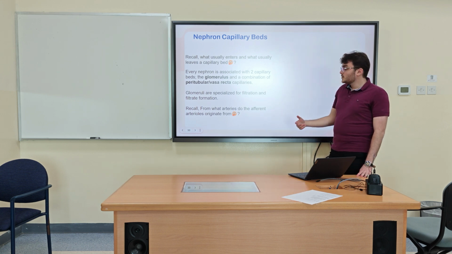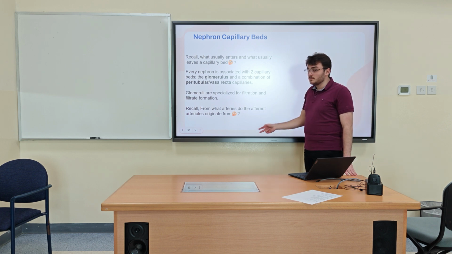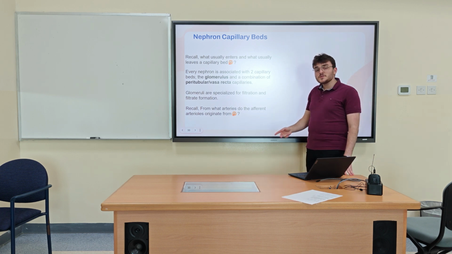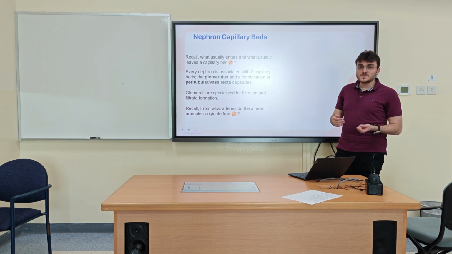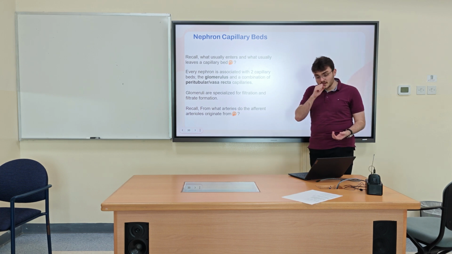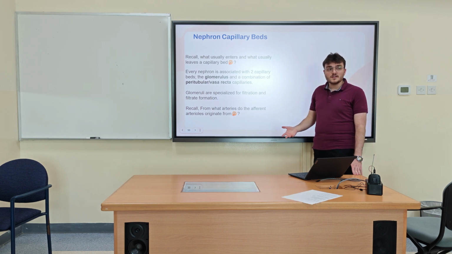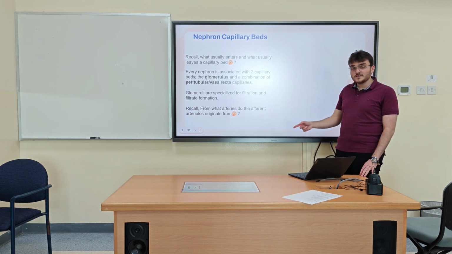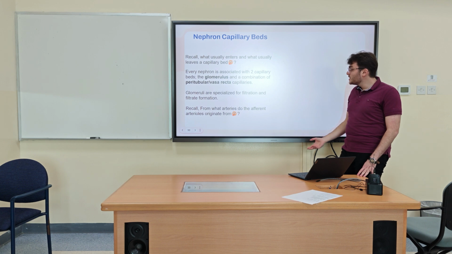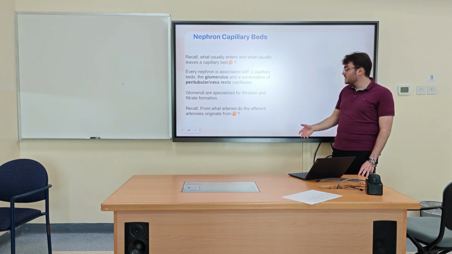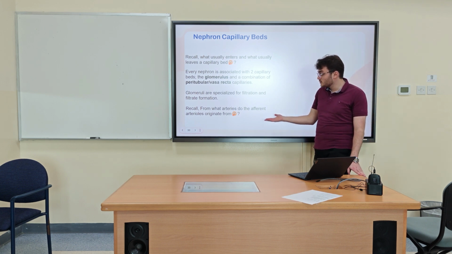And another thing to recall, from what arteries do the afferent arterioles originate? So most nephrons, as we discussed before, are found in the cortex. And in the cortex, the main arteries feeding there are the corona radiata, or the interlobular arteries. So the interlobular arteries are the ones that feed into the afferent arterioles.